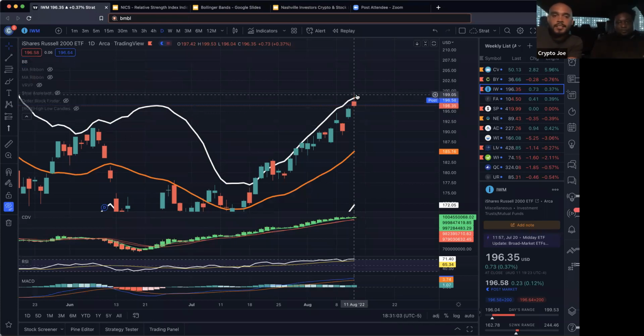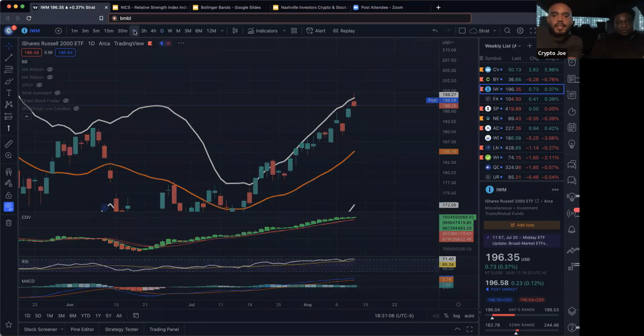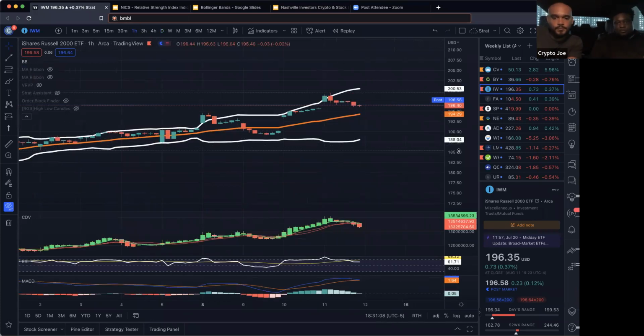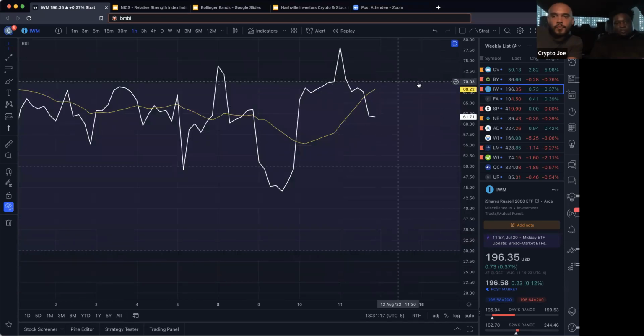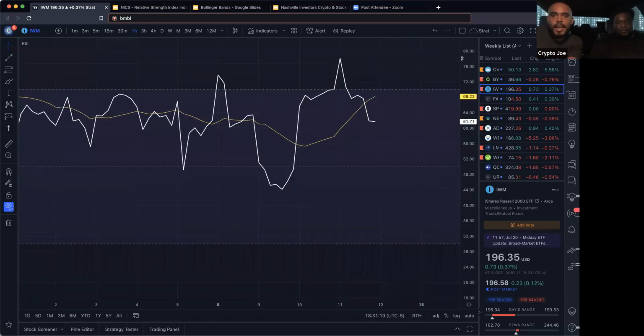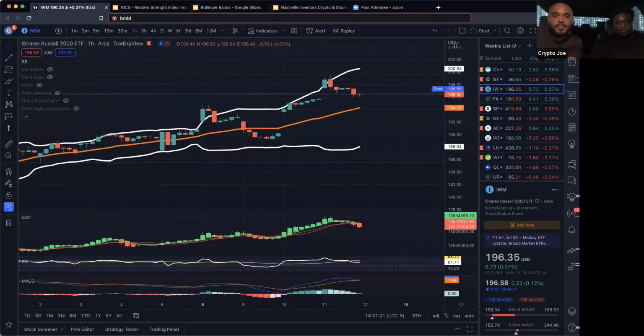I traded it near the top of this daily candle, but if we zoom into the hourly, let's see what else we see. Oh my goodness. Let's look at that candle, that's the delta volume. Look at our RSI. On the hourly, it's approaching 80. So I know it's red hot. That stock is being bought like crazy, this ETF, really.